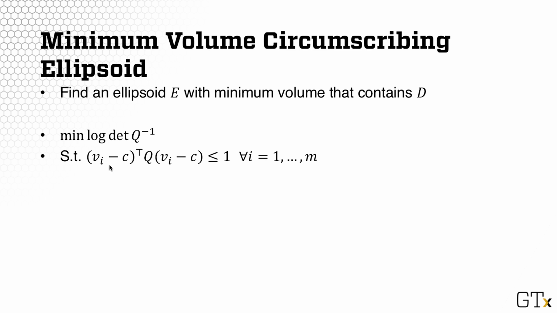Every data point has to be contained in the ellipsoid. In other words, that means every data point has to be inside the ellipsoid. That means every data point has to satisfy this constraint. That is the constraint for a point being in an ellipsoid. So that constraint is exactly (Vi minus C) transpose times Q times (Vi minus C) less than or equal to 1 for all i, for all data points. And the variables in this optimization problem are Q and C. And we also need Q to be positive semi-definite.